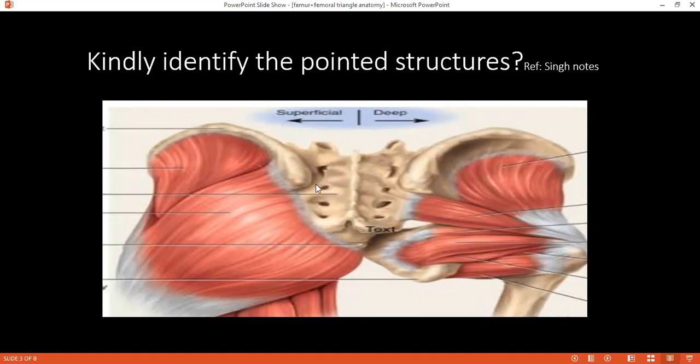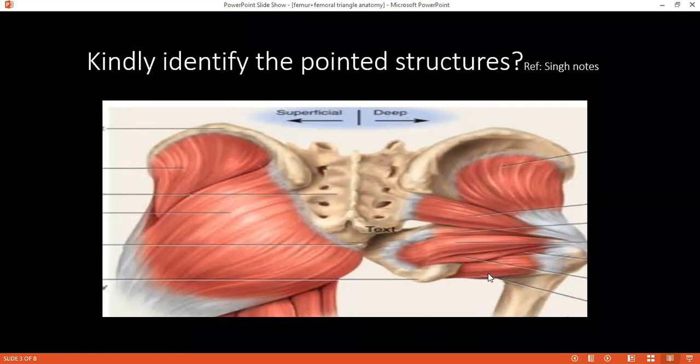Okay, good. Can you identify, if we come on the right-hand side, this muscle? Gluteus minimus. Very good. And which muscle is this one? Piriformis. Very good. And then this one? Gemellus. Okay, and then this one? Quadratus femoris. Obturator internus, sorry. Okay. And then there is this little one, obturator externus. And then this one?